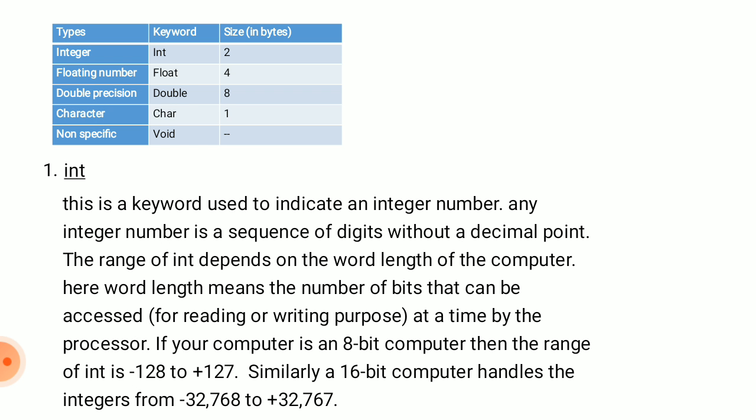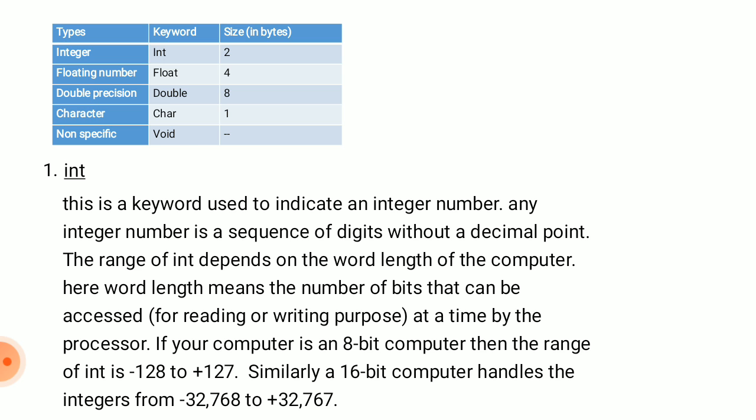Next, in the table you can see the type of data type, the keyword of that data type and the storage capacity or size of the data type. The first one is integer and the keyword of integer is int, and the size of the int data type is 2 bytes. Always remember the size or storage is measured in bytes or bits. So integer provides only 2 bytes of data.